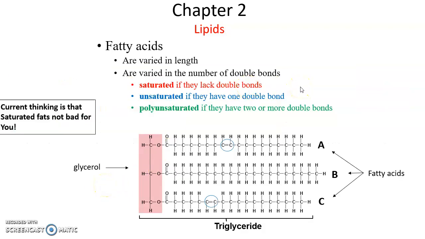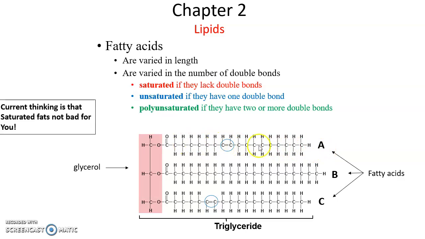Fatty acids can vary in length, so some are smaller, some are bigger. They're all pretty long overall. If they lack double bonds, they're called saturated. Saturated because they have all the hydrogens possible to bind to those carbons. If they have one or more double bonds, they can either be unsaturated or polyunsaturated.